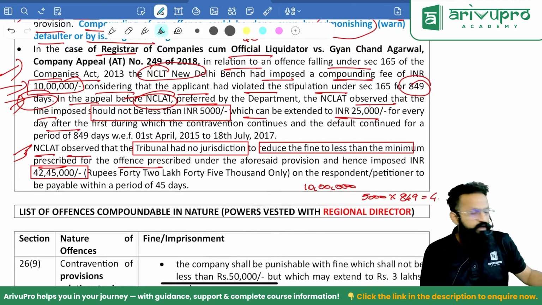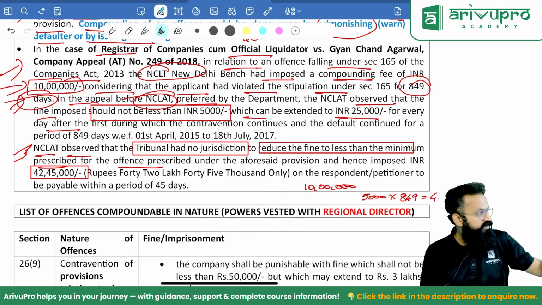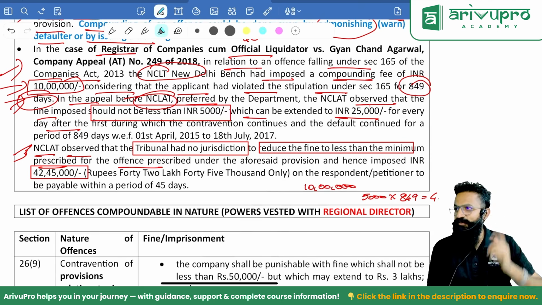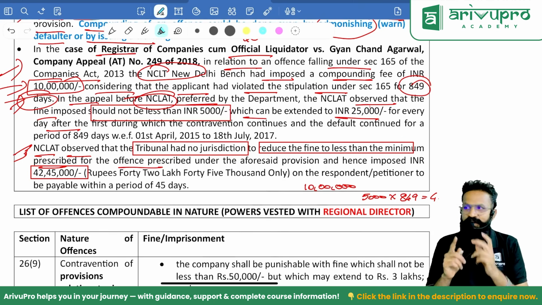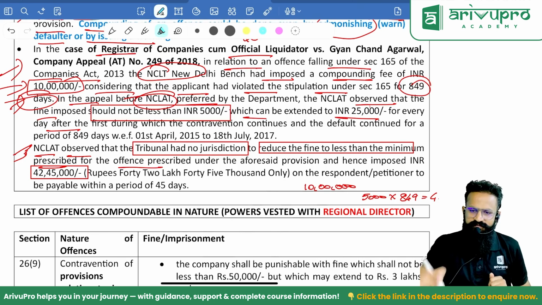Are you getting it? Now this person had to pay 42 lakh 45,000 rupees. Today, if he pays within 45 days, maximum penalty cannot be more than 2 lakh if section 165 is violated. Can you see the difference? Decriminalization of offences. Is this part clear, all of you? Any doubt? Pakka? 100%? Yes.